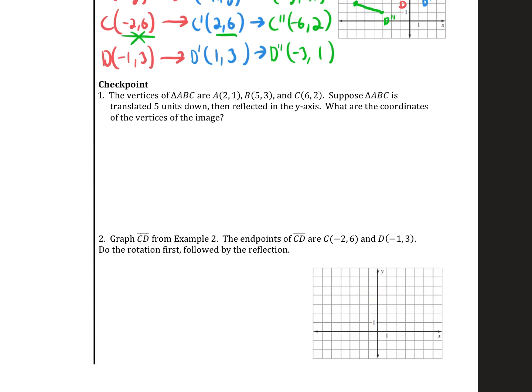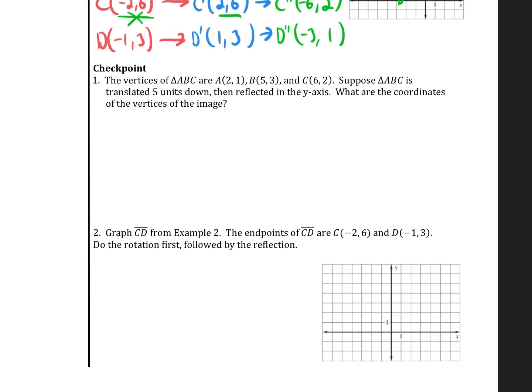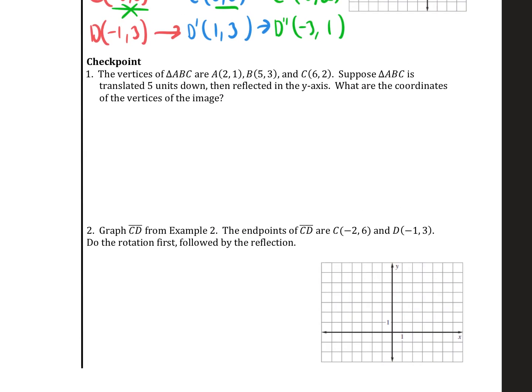All right, we got some checkpoints, which are going to be very similar to what we just did. Why don't you guys pause the video if you want some more practice and give those a try. All right, so let's go ahead and do these. We have (x, y). We have A, B, and C. So we have (2, 1), (5, 3), and (6, 2).